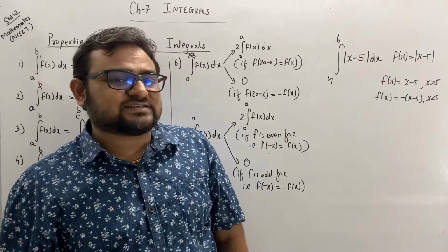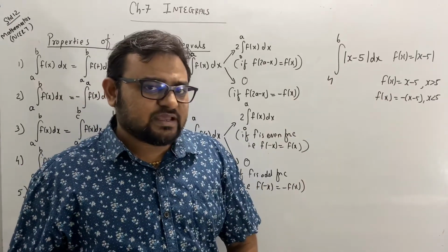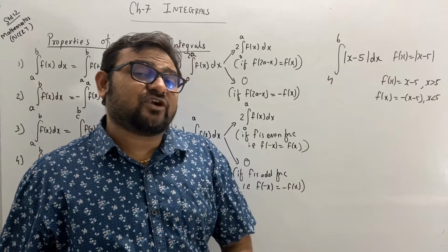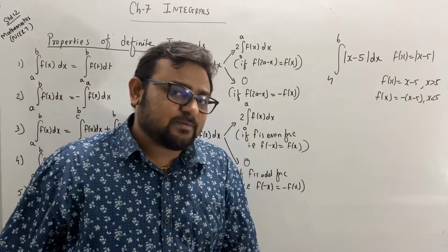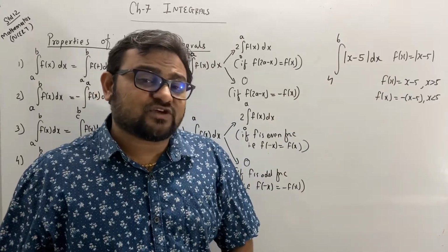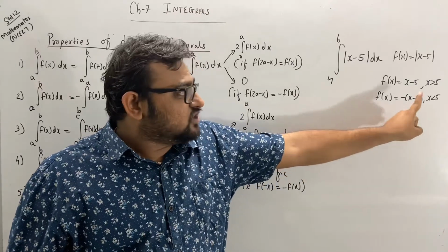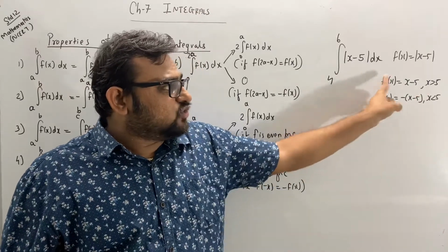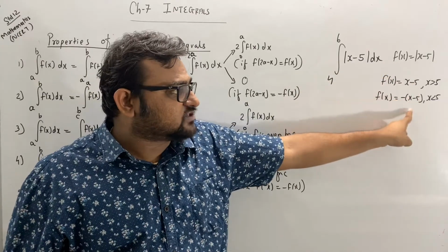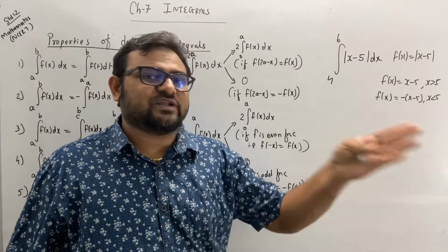If I take x as 10, then this will be 10 minus 5, which is plus 5, right? So modulus of plus 5 is plus 5. But if I take x equal to 3, right? Then 3 minus 5 will equal minus 2, and modulus of minus 2 will be plus 2. So minus of minus will be equal to plus. So this function takes two different values. Okay? Or this function is split into two different functions for two different intervals. One is greater than 5 and one is less than 5.